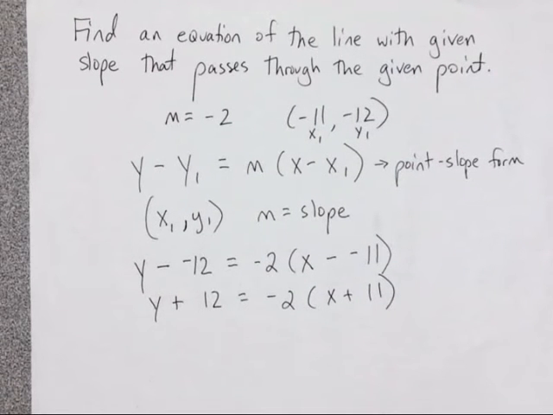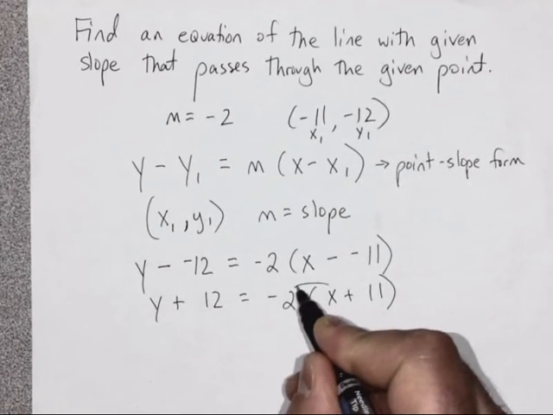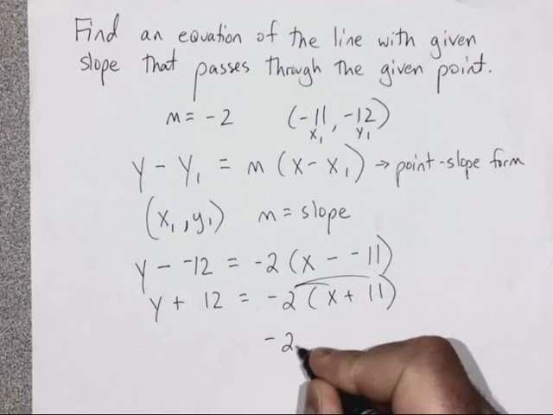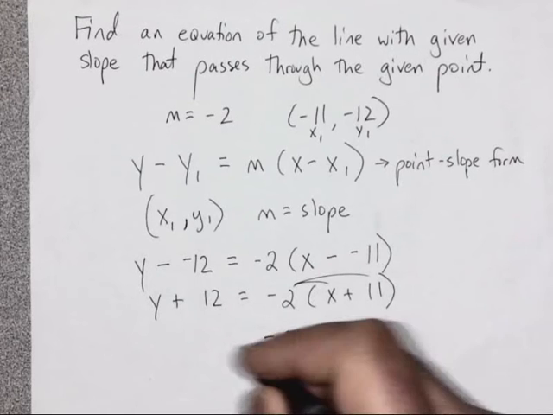Okay. And then from here, I would want to do some simplifying and rearranging of terms to put this into slope-intercept form. So I would want to distribute the negative 2. So negative 2 times x is negative 2x, and negative 2 times 11 is negative 22.